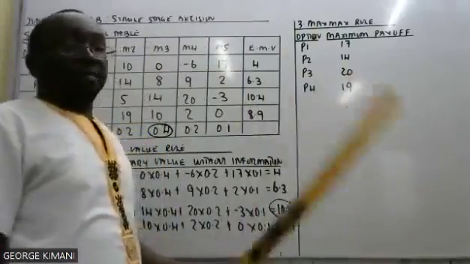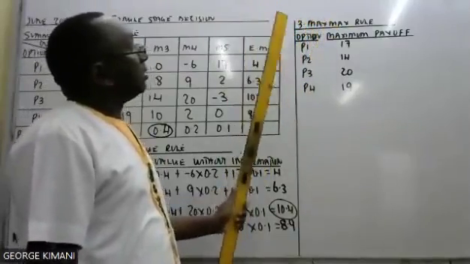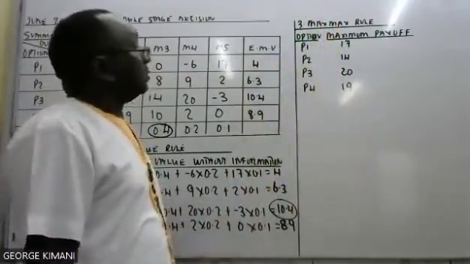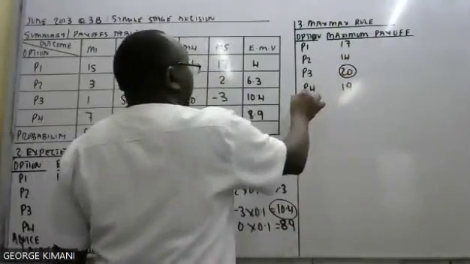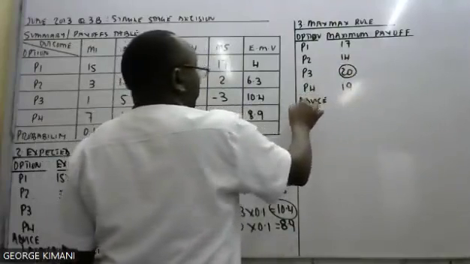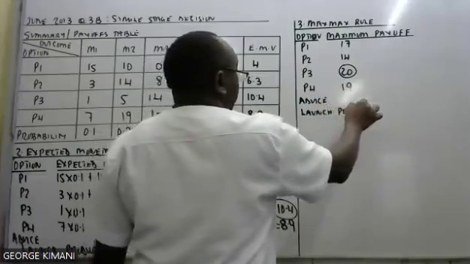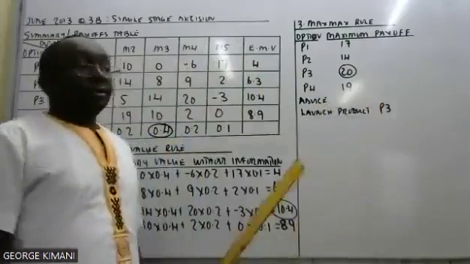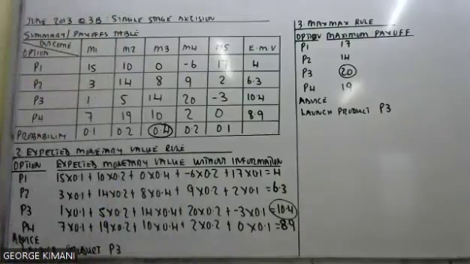So this rule is interpreted like this. Select the maximum of the maximums. So the maximum of these maximums is which one? 20. So the advice that you are going to offer to these fellows is that they should launch a product P3. Launch product P3.